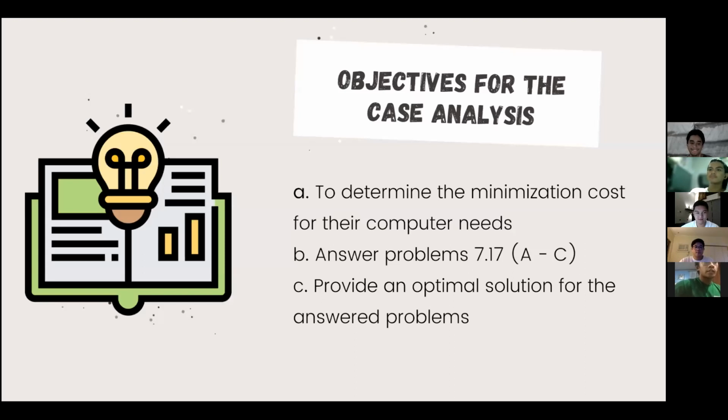The following objectives will be utilized to answer the questions. First is to determine the minimization cost for their computer needs. Next is to answer problems 7.17 A to C. And lastly is to provide an optimal solution for the answered problems. Next slide, please.